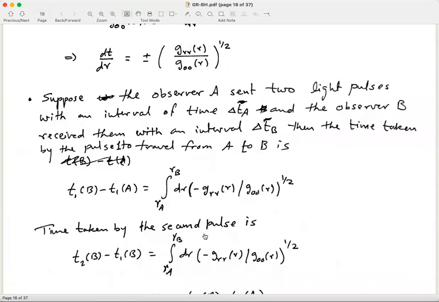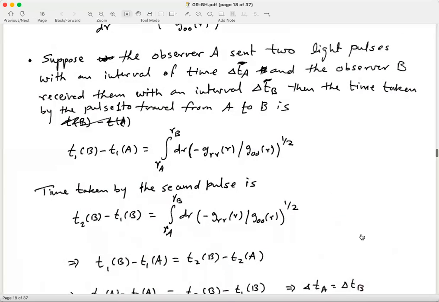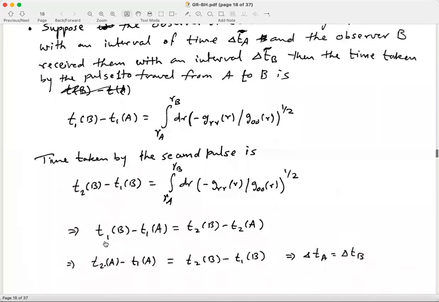Similarly, you could have done the same thing with the second pulse, and it should be T2B minus T2A, to be this integral. The point is that since the metric is static, T1B minus T1A should be the same as T2B minus T2A, because the time is not going to change, because the metric is independent of time. Therefore you find that T2A minus T1A should be equal to T2B minus T1B, which is the same statement as delta TA is equal to delta TB.